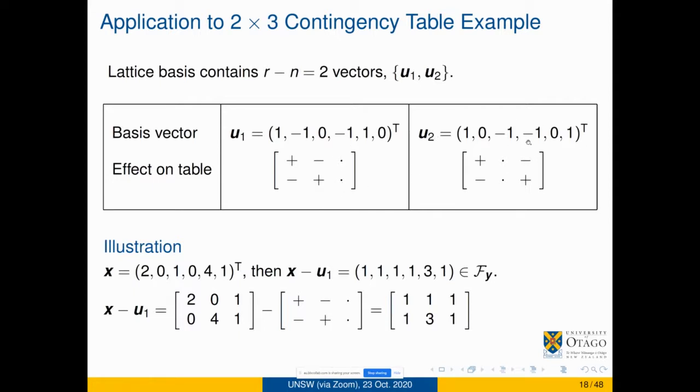And similarly, we've got a vector U2. Let's suppose that our current table is 2, 0, 1, 0, 4, 1, expressed as a vector, which looks like the contingency table down here. Then, if we move in the direction minus U1, x minus U1 is 1, 1, 1, 1, 3, 1. So we've found a new contingency table here, which is consistent with the same row and column margins. So it's on the same fibre.